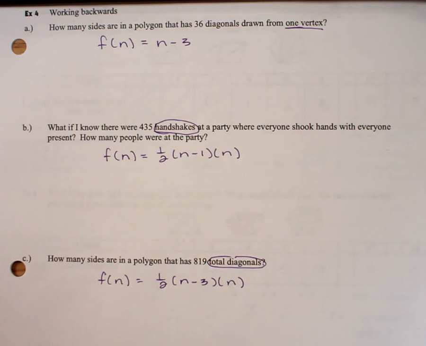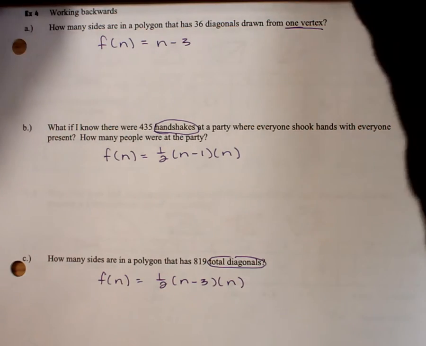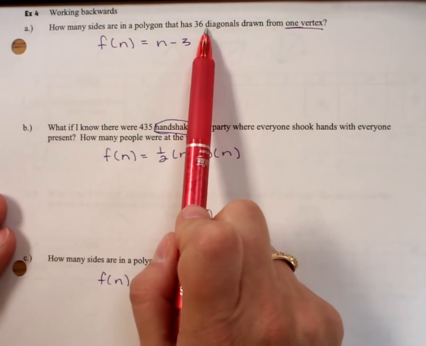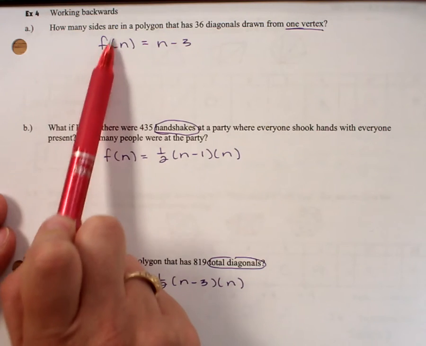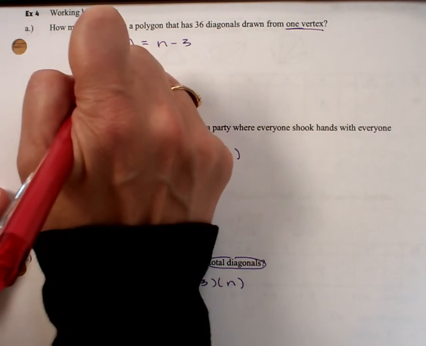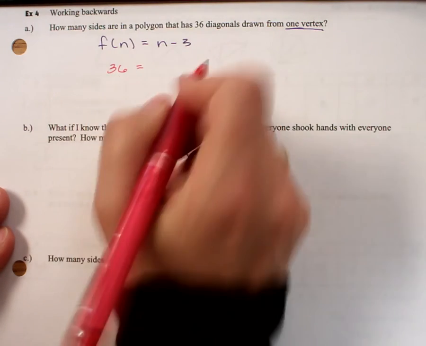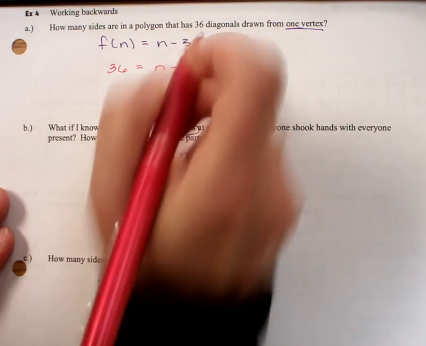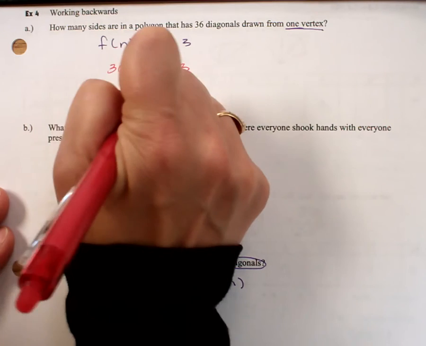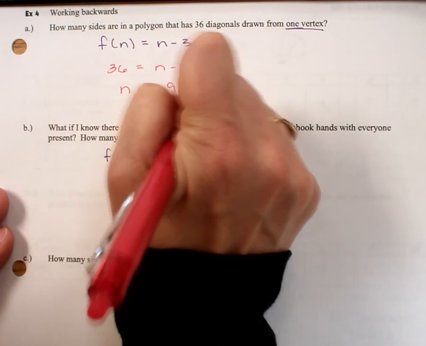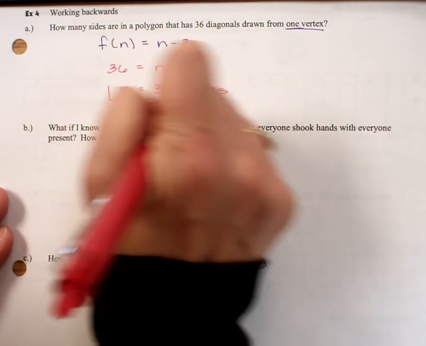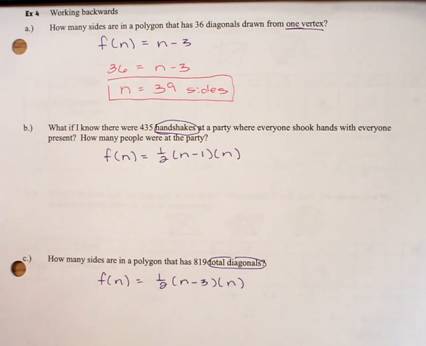Now, the first one's obviously going to be the easiest. What we know on this problem is that the number of diagonals is 36. So that means that we've evaluated for some number and we got 36. I put some number in for n and I got 36. I'm just working backwards on this. So I end up getting n equals 39 sides. That one is done. Just quick little algebra there.